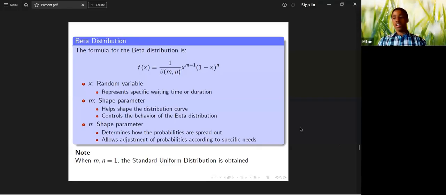It allows the judgment of the parameters for an expected value. I'll show this later on, how n can be used to give us the expected values of what we're looking for. So note that when m and n are 1, the standard uniform distribution is obtained.